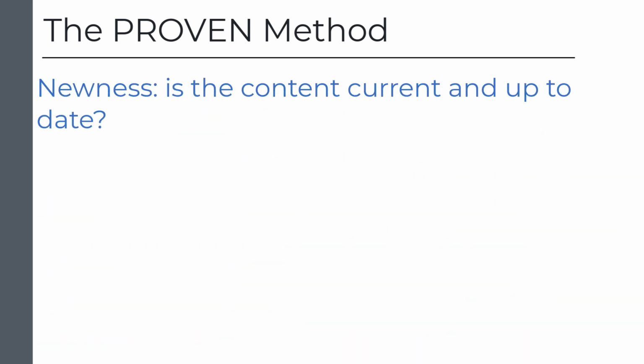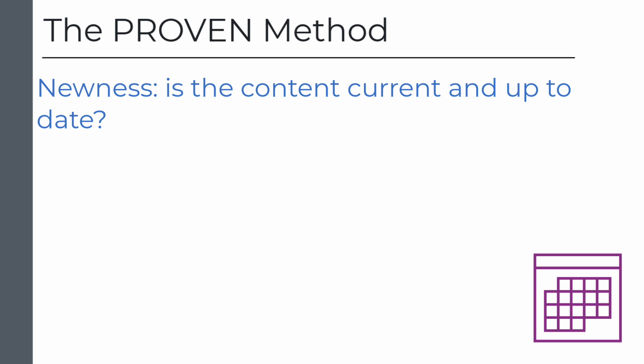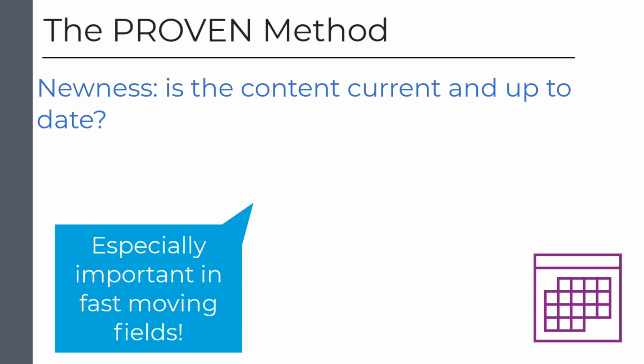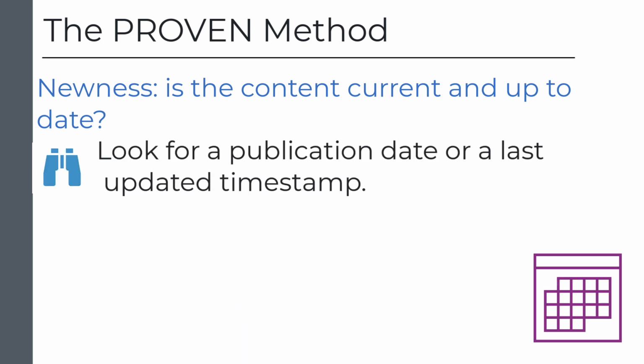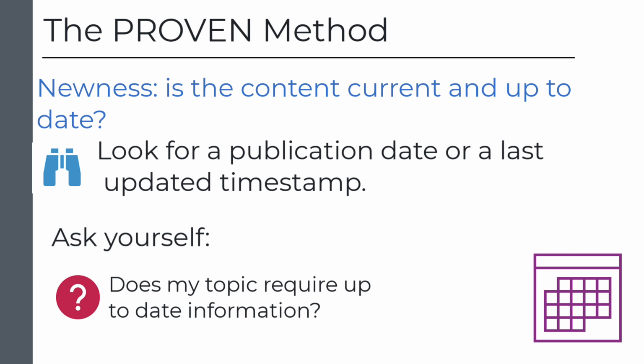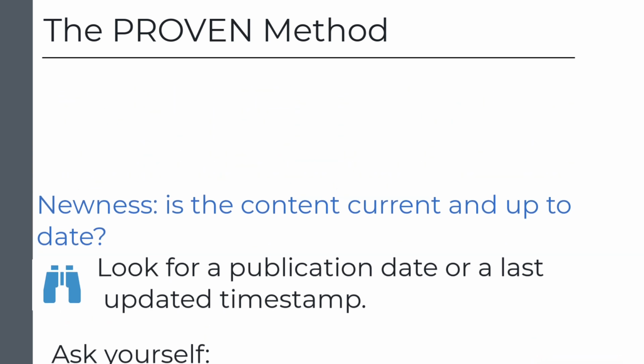Newness. Finally, examine the timeliness of the information. This is especially important in fast-moving fields like science, technology, and health policy, where developments happen quickly. Look for a publication date or last updated timestamp. If the source is several years old, consider whether newer information may be available. In contrast, if your research focuses on historical events or long-standing debates, older sources may still be valuable.